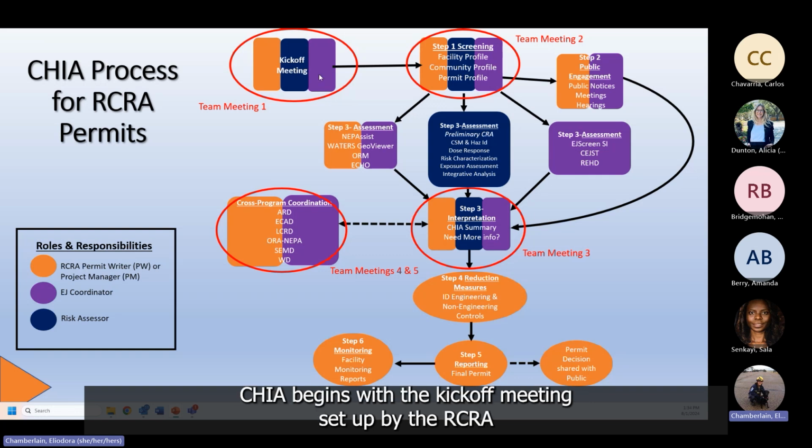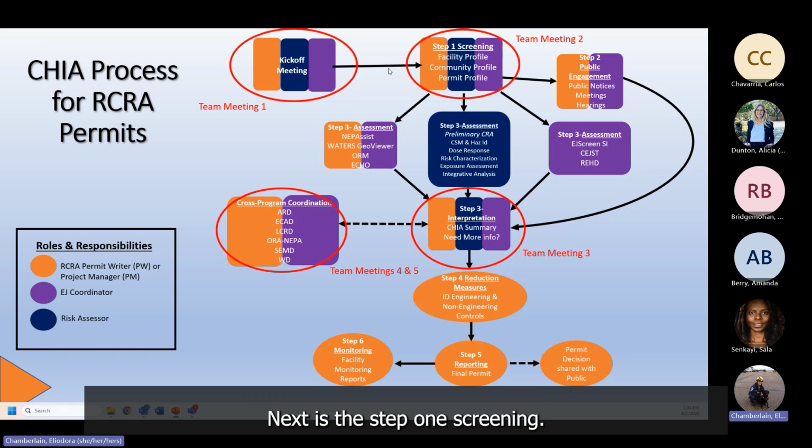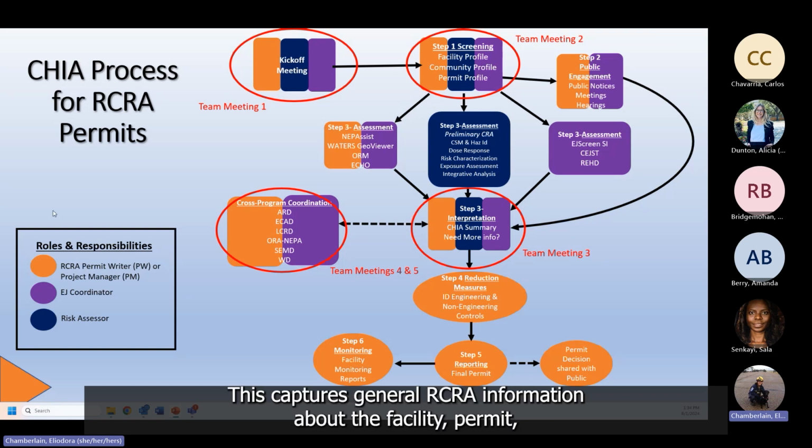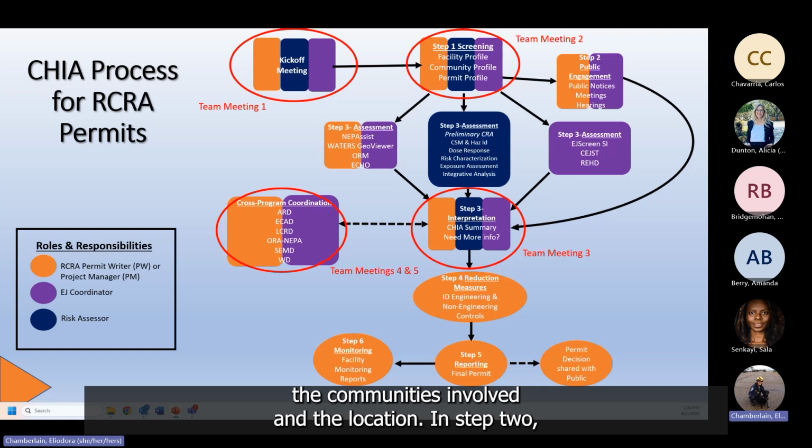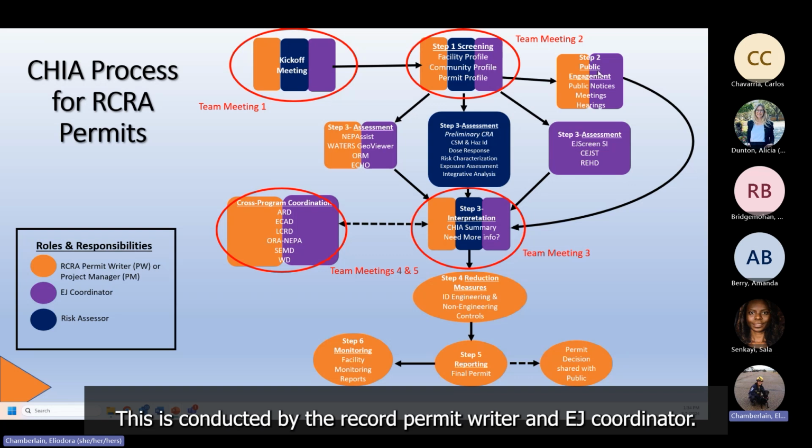CHIA begins with the kickoff meeting set up by the RCRA permit writer, and they go over team introductions and logistics. Next is the step 1 screening. This captures general RCRA information about the facility, permit, the communities involved, and the location. In step 2, this is public engagement. This is conducted by the RCRA permit writer and EJ coordinator.